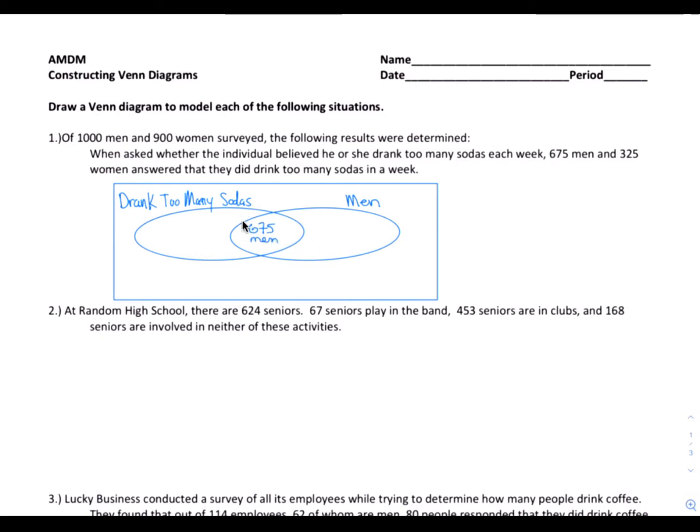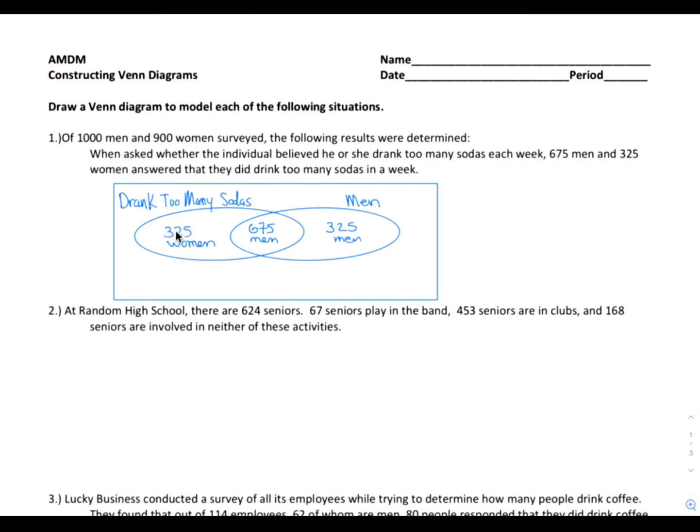Now I can subtract 675 from 1,000 because there's 1,000 total men, and that's going to give me 325. So there's going to be 325 men in this space, and that represents those men who did not drink too many sodas. Next, I place 325 women in this space because it says that there are 325 women that did drink too many sodas. So 325 women would go inside this circle.